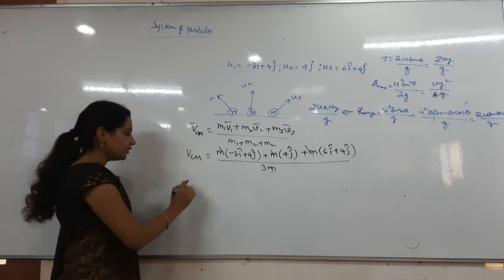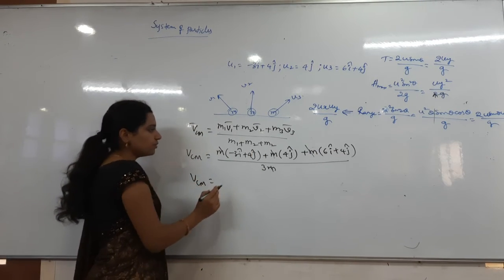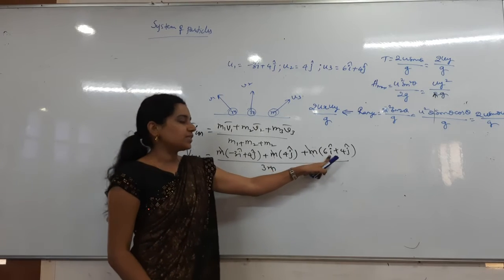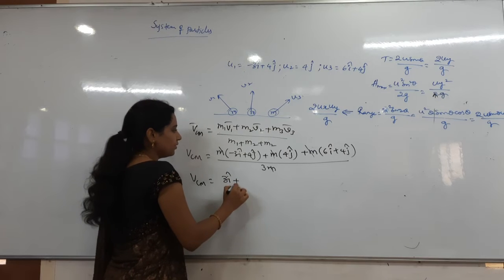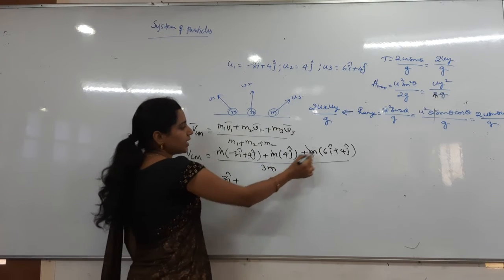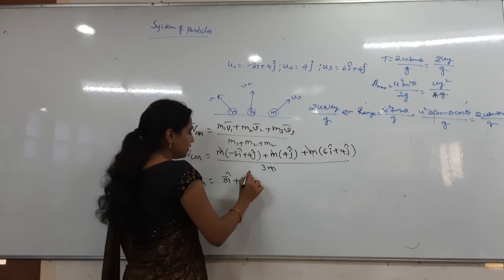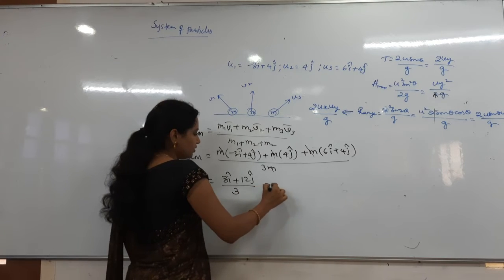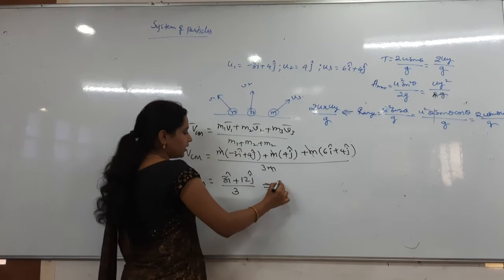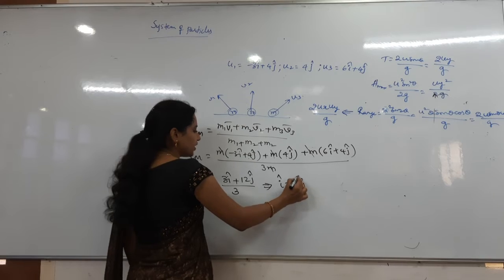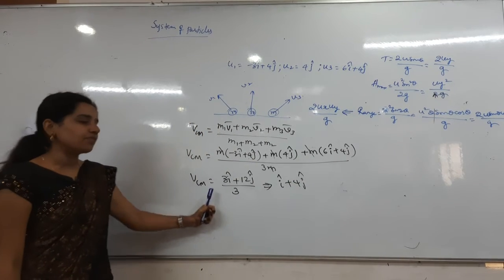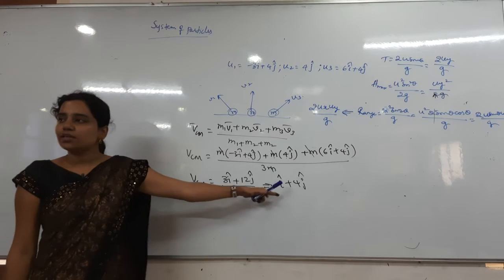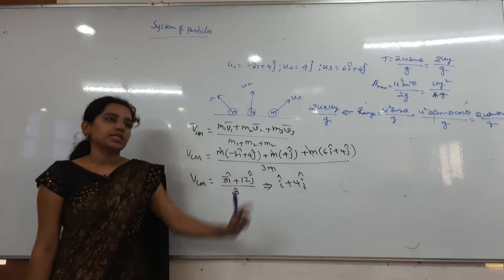Then Vcm is equal to minus 3i plus 6i, how much will it be? 3i. Then 4j, 8j, 4j, 12j. That divided by total 3. So this I can write as i cap plus 4j cap when I divide by 3. This is the velocity of center of mass we got. Did you get this answer? Yes, i cap plus 4j cap.